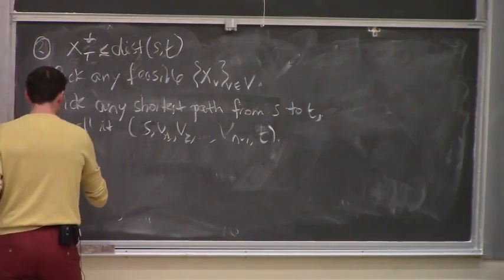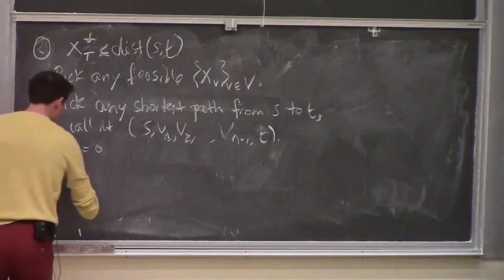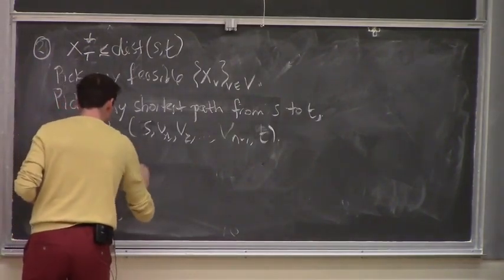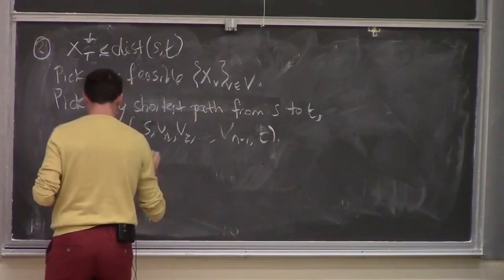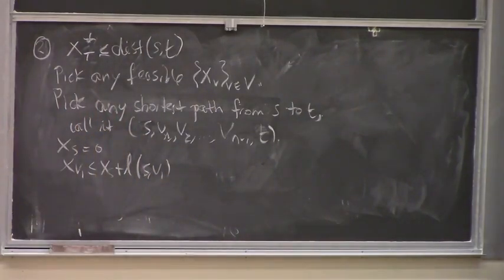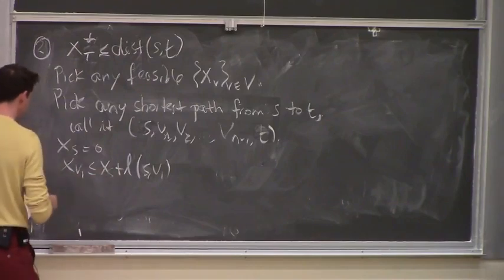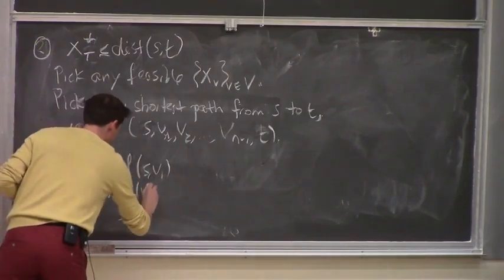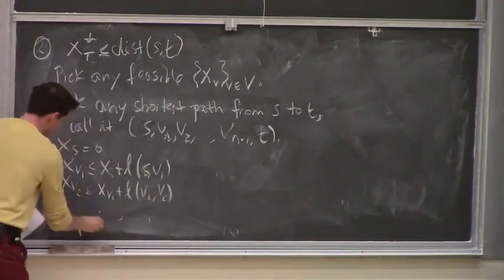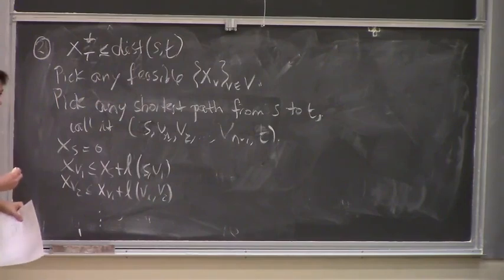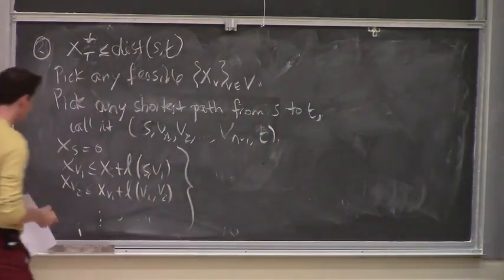So we know that xs must equal 0. xv1 is at most xs plus going from s to v1, sorry. I'm just invoking this inequality for the edge S V1. I also know that xv2 is at most xv1 plus l from v1 to v2, right? And so on. So I can write all of these inequalities for the feasible solution xv. Let's add all of them up.